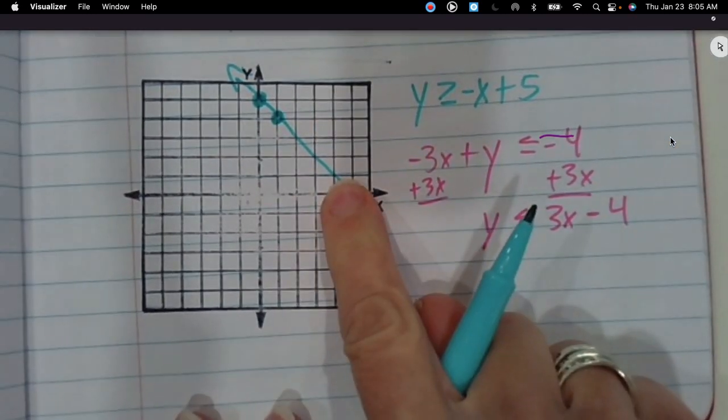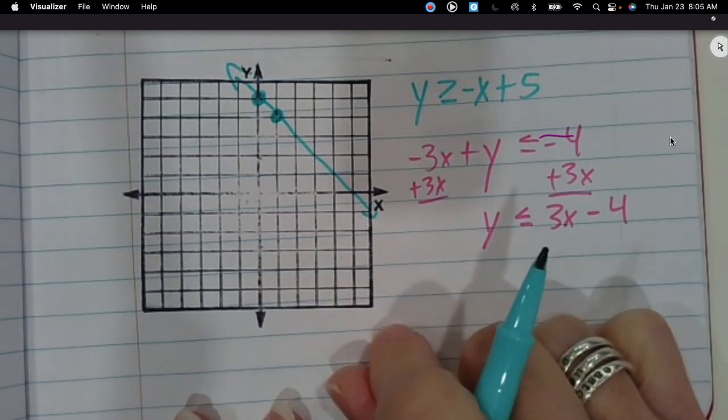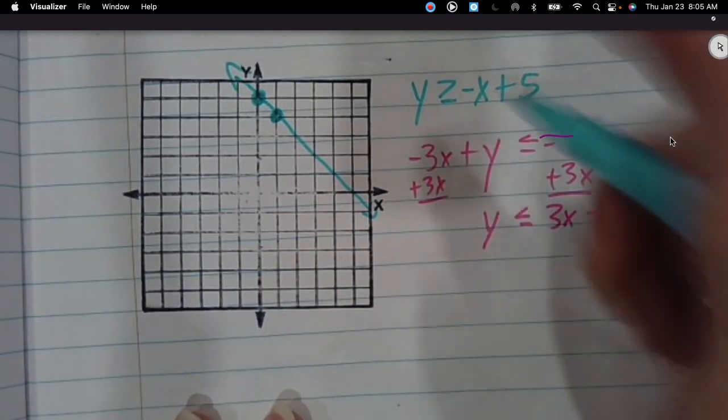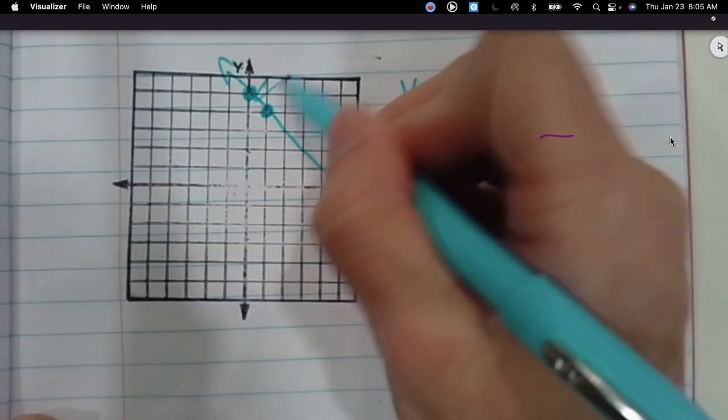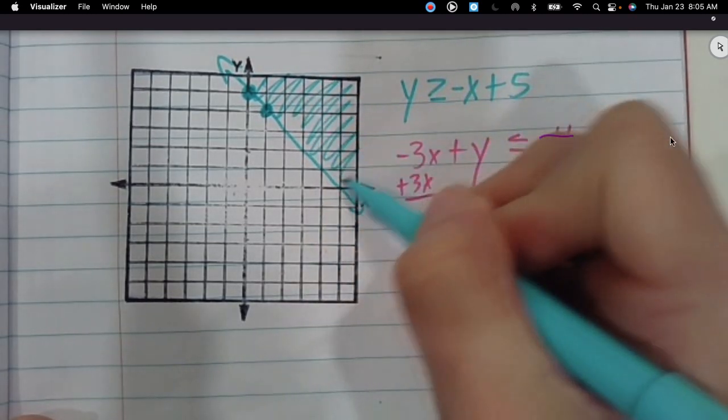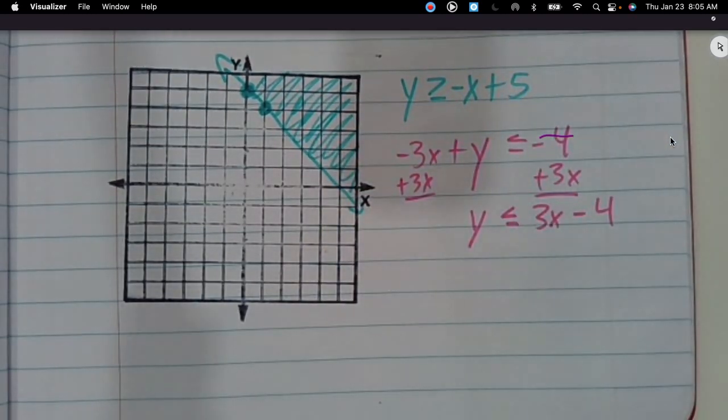Now, do we shade above it or below it? Yeah, it says greater than, so we're going to shade above it. So I'm just going to do like this. Okay, everybody good with that one? Now let's do our other one.